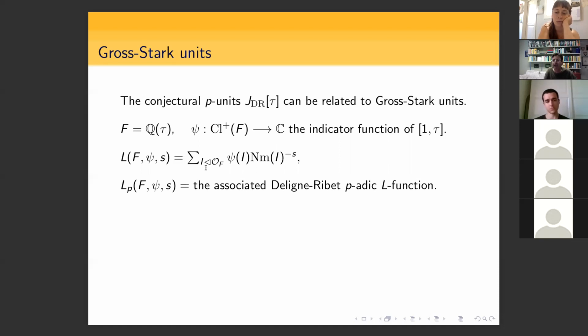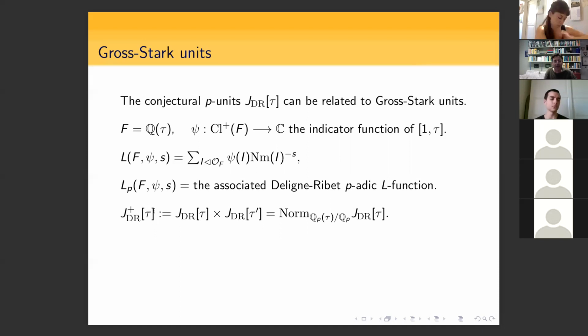It's attached by them to any totally odd character of a totally real field, in fact. And so we can look at this p-adic L-function. And we can also, on the other hand, consider a slightly coarser invariant associated to the values of the Dedekind-Rademacher cocycle, which I call J sub Dedekind-Rademacher plus. And that's simply taking the product of the value at tau times the value at tau prime, where tau prime denotes the conjugate quantity. So tau is defined over the real quadratic field F. This F has an involution, which sends root D to minus root D. And if I take this conjugate, I'm then just taking the norm from Q_p(tau) down to Q_p of the value J Dedekind-Rademacher at tau. Okay, so this is what I call the J Dedekind-Rademacher plus of tau.